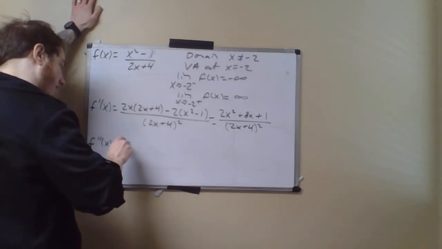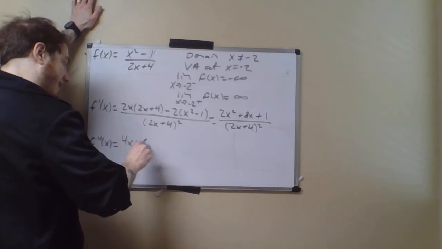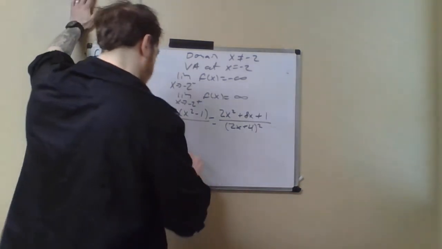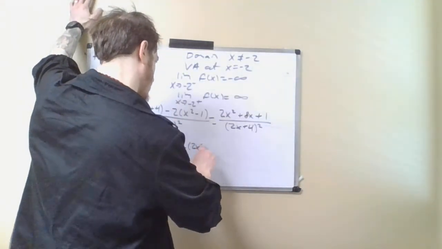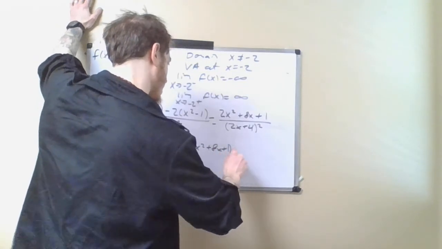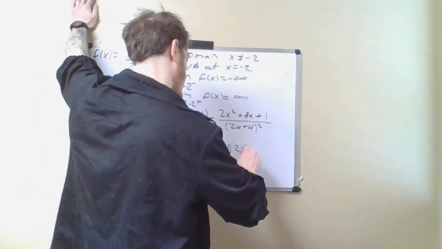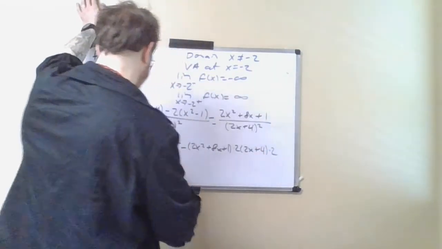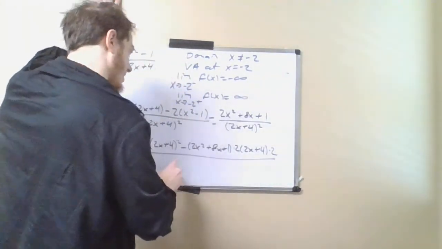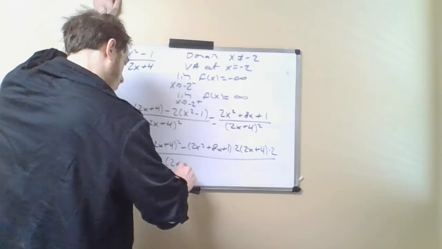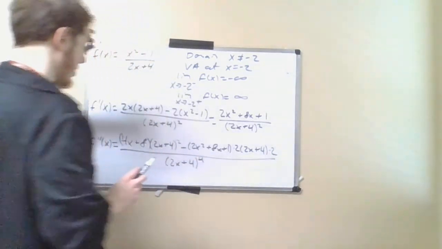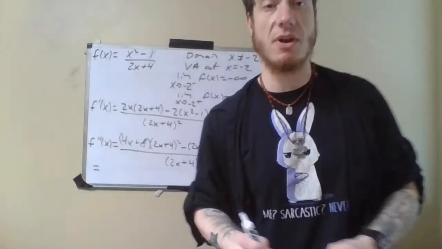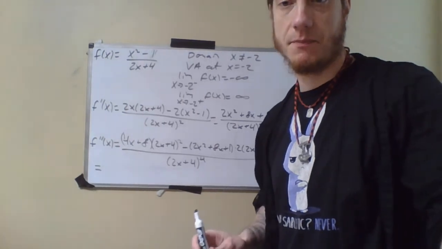If we take the second derivative here, this is going to become 4x plus 8 times 2x plus 4 squared, minus 2x squared plus 8x plus 1 times 2 times 2x plus 4 times another 2, all divided by 2x plus 4 to the fourth. Okay, so that is rather nasty. You know what we're going to do is we're actually just going to simplify this using a computer algebra system to save us some time.